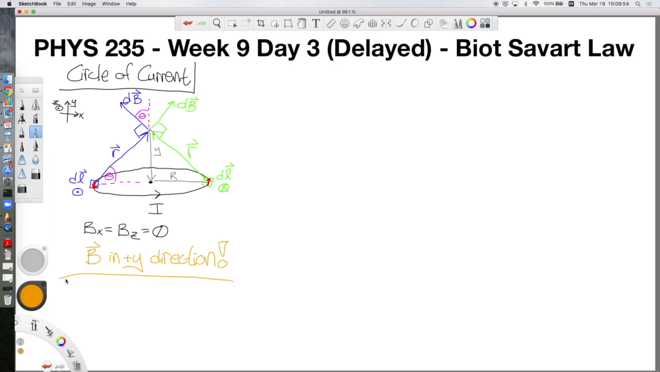Since our direction is nice and simple, the easiest thing to do here is to deal with a nice simple version of our dB formula, the one with just magnitude, since we already know the direction. So that's mu naught over 4 pi times I times dl times sine of theta over r squared. So we need to come up with expressions for some of these terms.